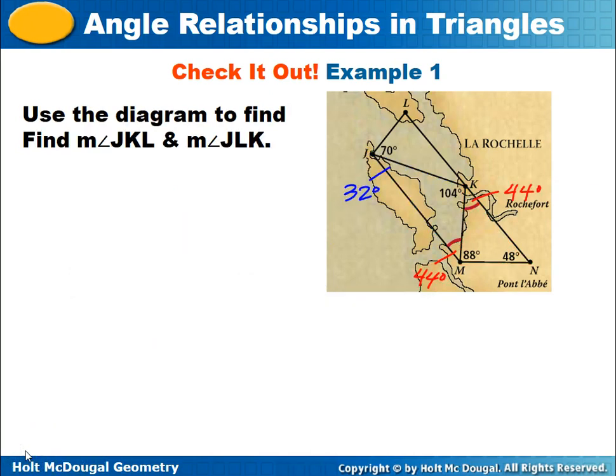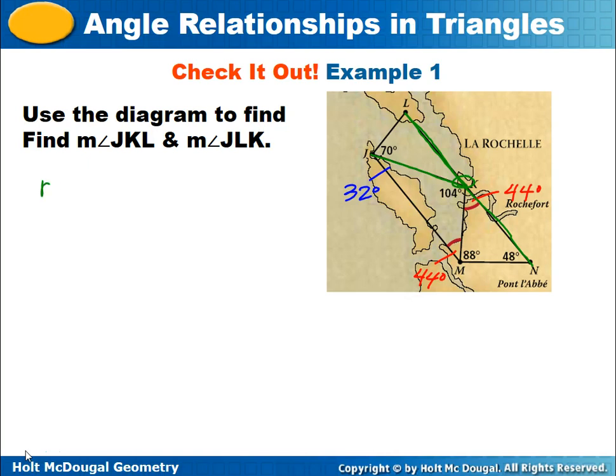So this next problem says to find the measure of JKL and JLK. So JKL is this angle right here. I happen to notice that this is a straight line. So I could use that straight line to solve for that angle.